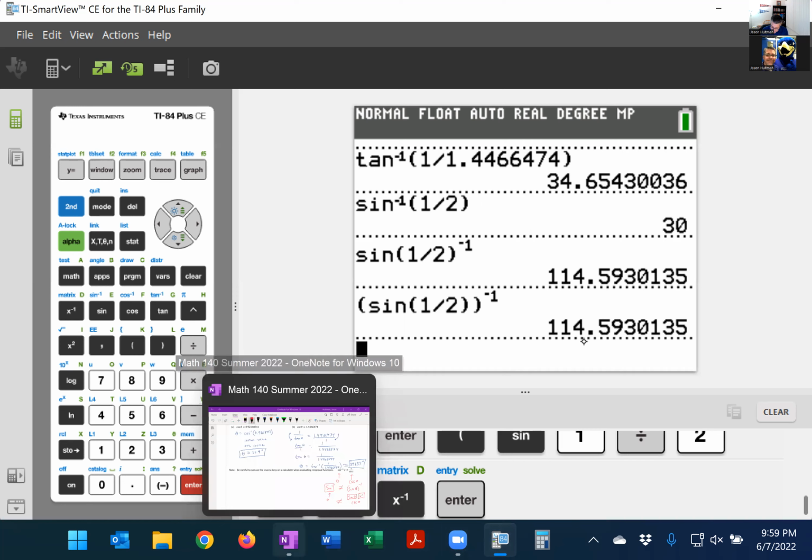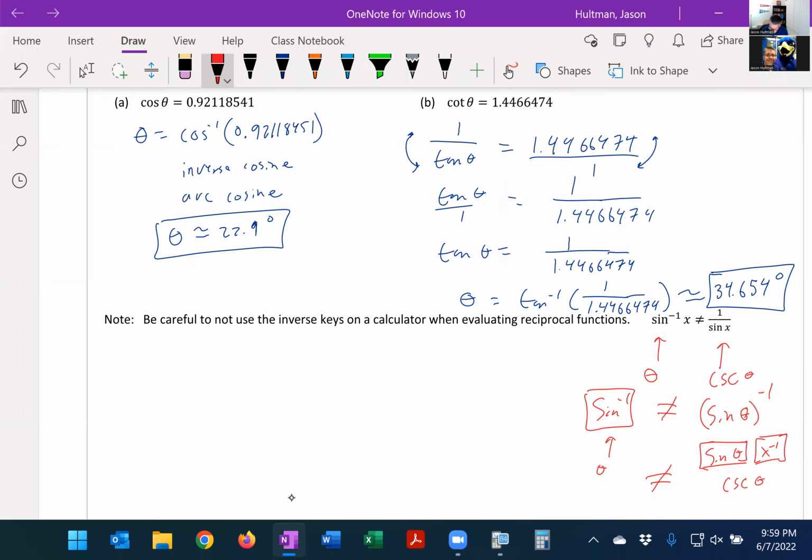Again, extremely easy to confuse those, but the inverse sine is an angle. So the inverse sine of x is equal to theta. This gives me an angle. The sine of x to the -1 equals the cosecant of x. And this just gives me a trig function. So one gives me an angle and one gives me a trig function, cosecant. So don't make that mistake. It's real easy to do on the calculator.